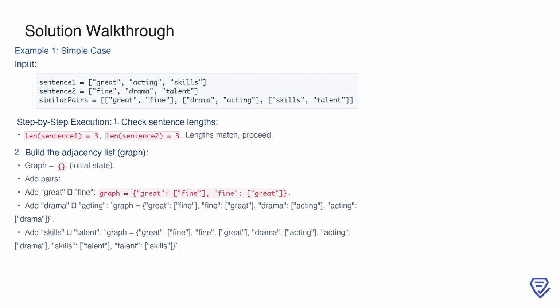Next, we construct a graph to represent the similarity relationships. Initially, the graph is empty. As we process each pair, we add bidirectional edges. For instance, the pair great and fine is added, and the graph updates accordingly. Repeating this for all pairs, we end up with a graph where great is connected to fine, drama is connected to acting, and skills is connected to talent. This graph will allow us to explore relationships between words efficiently.